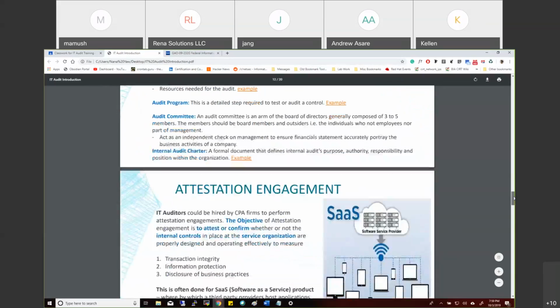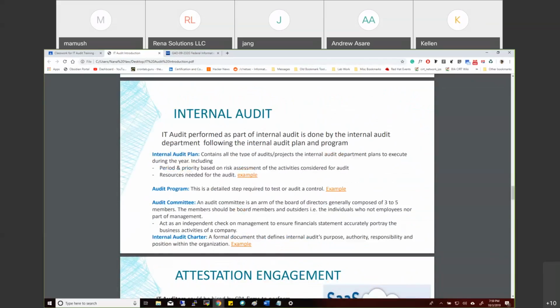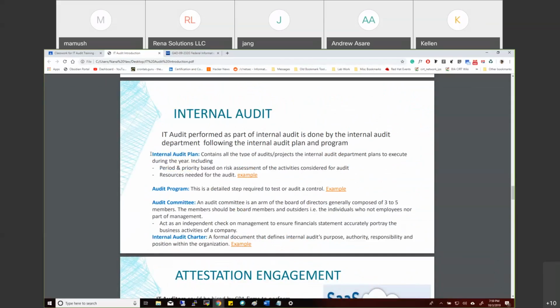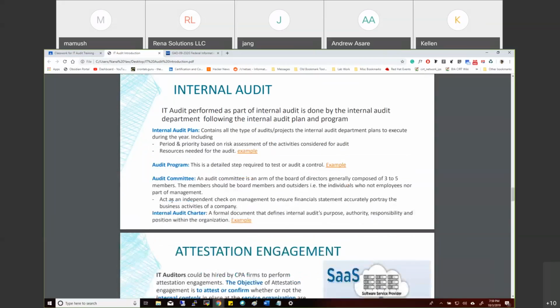And in order to make sure that the projects are being carried out effectively, they need what we call an internal audit plan. An internal audit plan is a document that contains the different types of audit projects, the period and priority of when those projects will be executed, and the resources needed to execute them. During the class, we went over how that looks, and you can click in the slide over here to see an example of that.